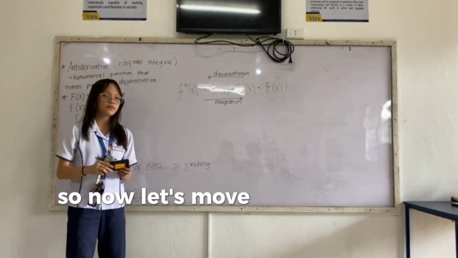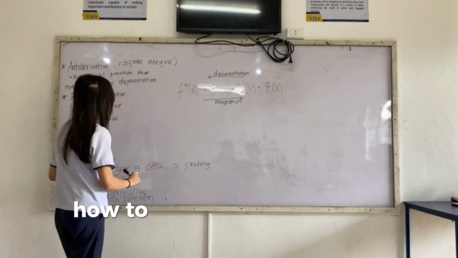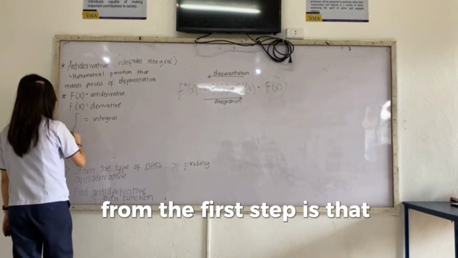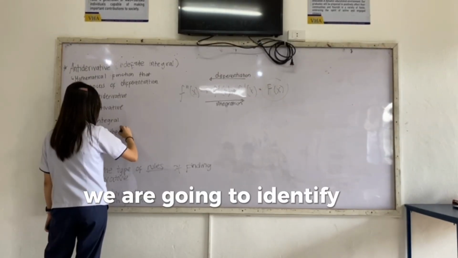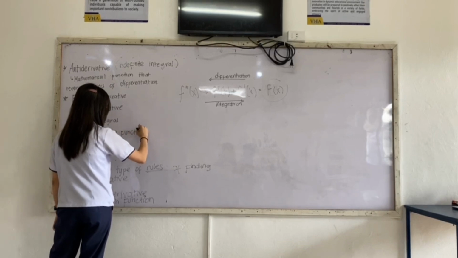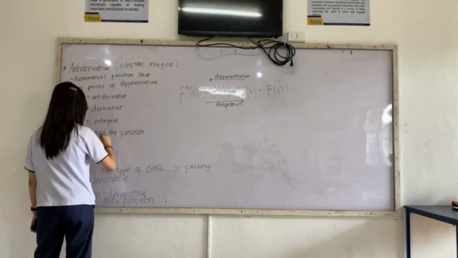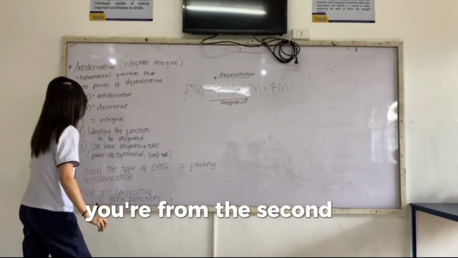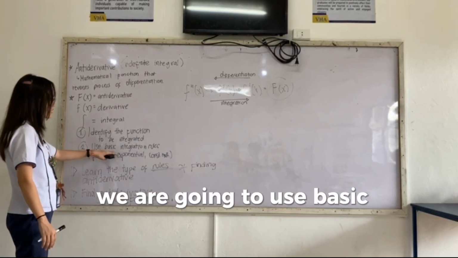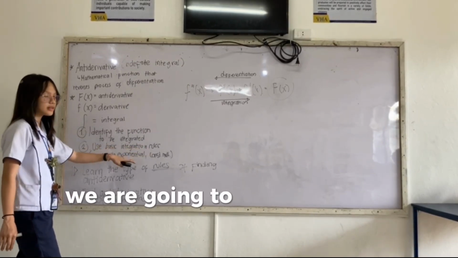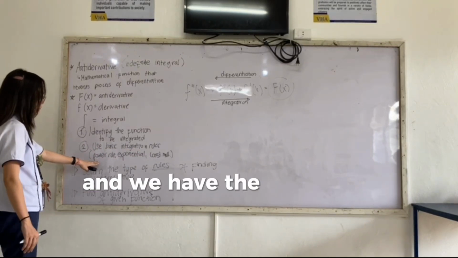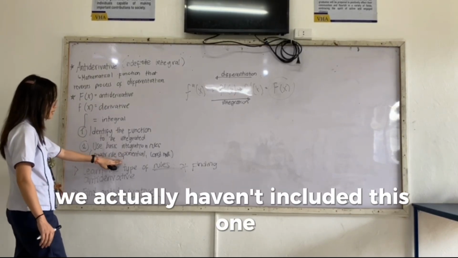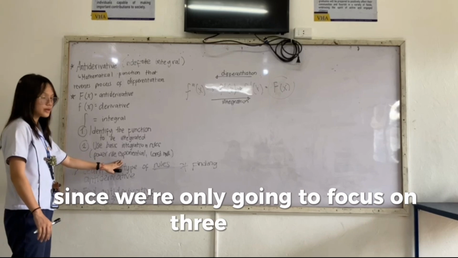So now, let's move on to the steps of how to find the antiderivative. The first step is that we are going to identify the function to be integrated. The second step is that we are going to use basic integration rules. We are going to talk about that later on, and we have the power rule, which we will be discussing later. Exponential, we actually haven't included this one, since we are only going to focus on 3 rules.